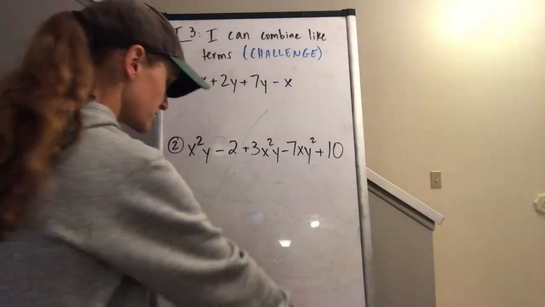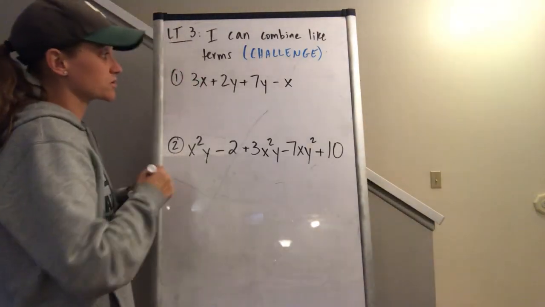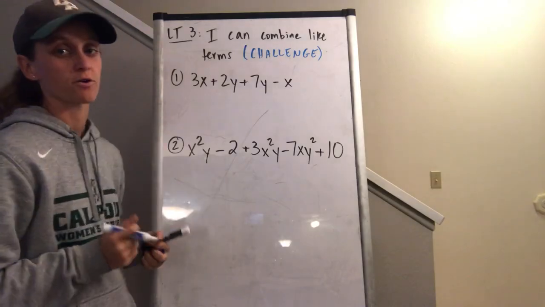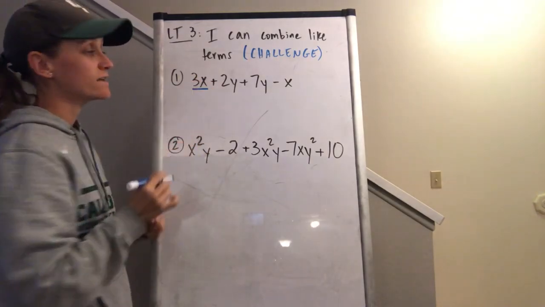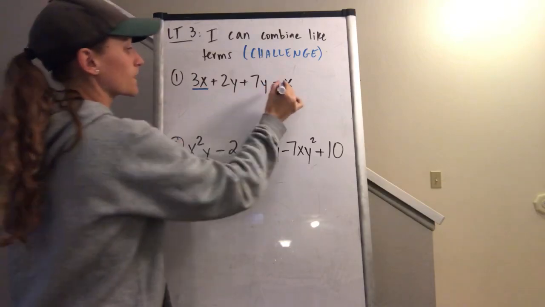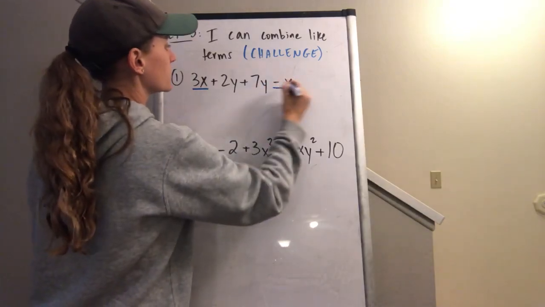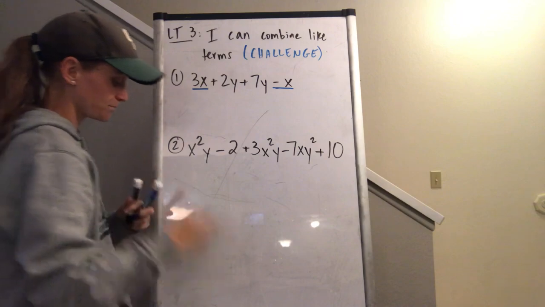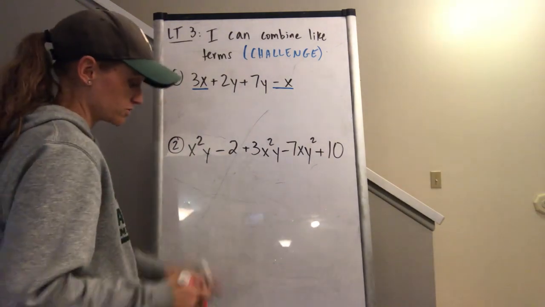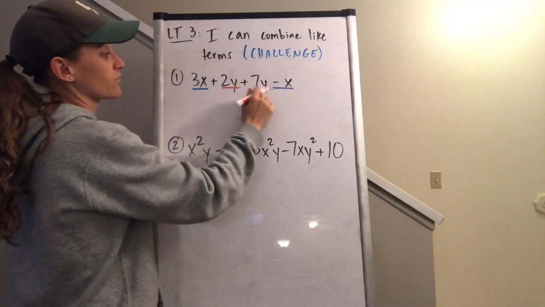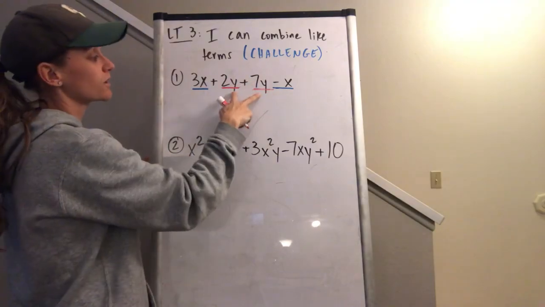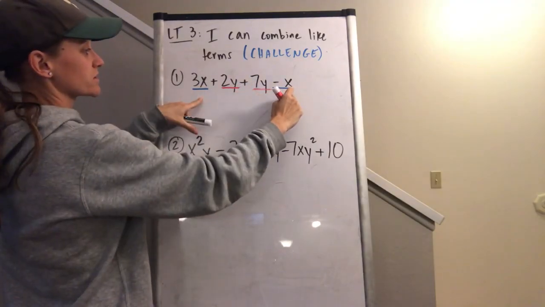So sometimes what I like to do is circle or underline the terms that go together. So 3x has an x on it, so that means anything that has just an x, I'm going to combine. So I'll combine 3x and negative x. And then with 2y, I'm going to combine that with the 7y because they both have a y on them. Okay, so it's kind of like saying put the hot dogs together, put the sodas together.